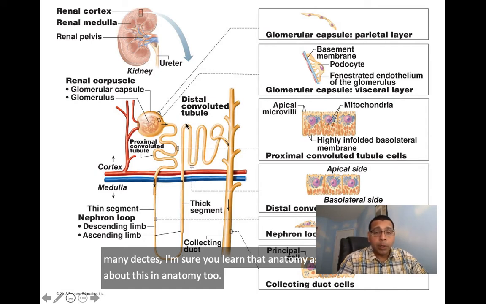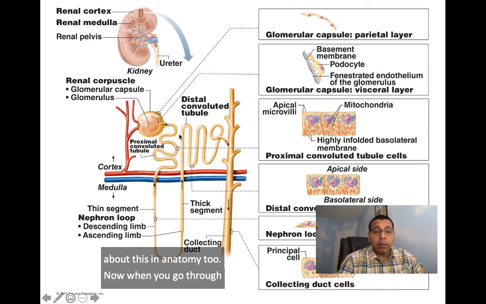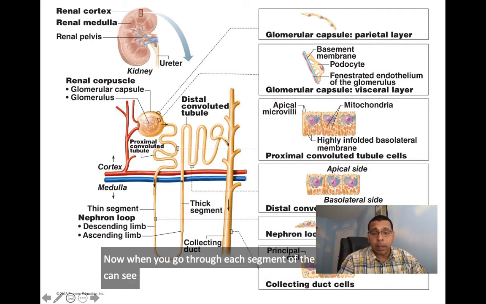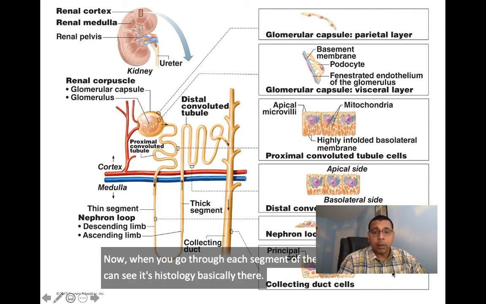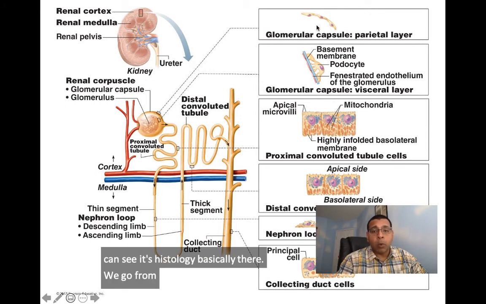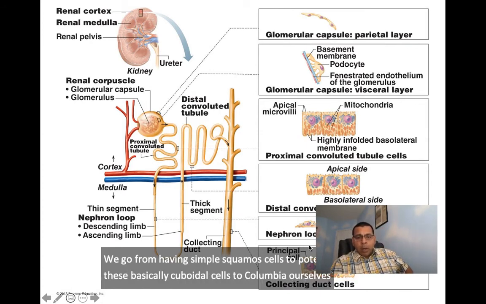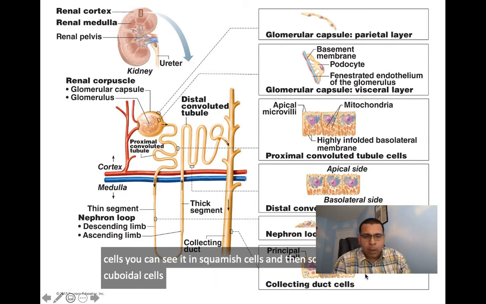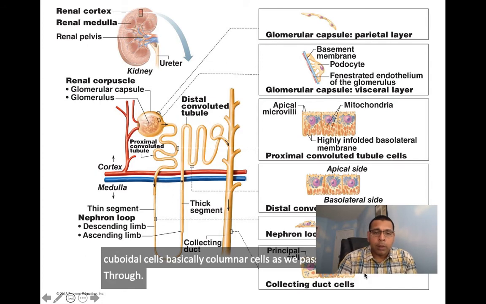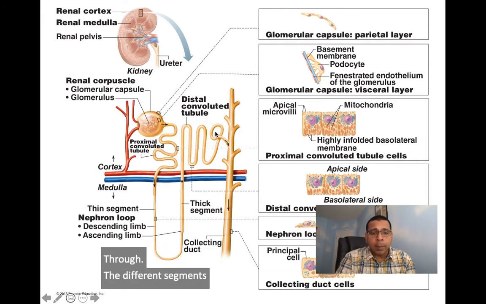Now when you go through each segment of the nephron, you can see its histology there. We go from having simple squamous cells to podocytes to cuboidal cells to columnar cells. Cuboidal cells, then squamous cells, and then some more cuboidal cells, basically columnar cells, as we pass all the way through the different segments. So here you can see the different segments.